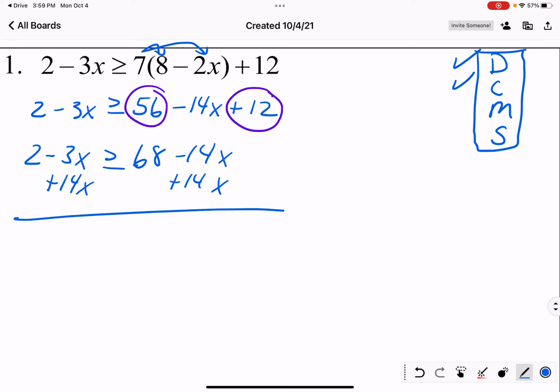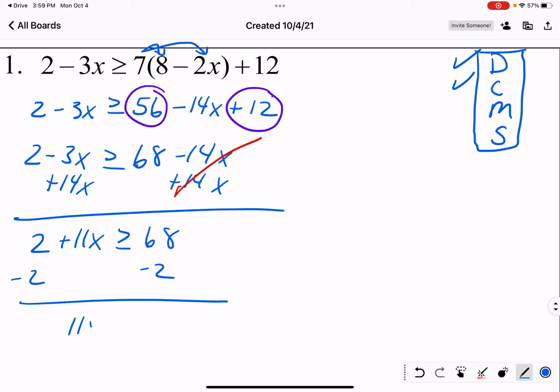So let's do that. So we'll drop down 2. Negative 3 plus 14x becomes positive 11x. Drop down the symbol. 68, and then this cancels to 0. Okay, so we're getting there. 2 more steps. Let's subtract 2 from both sides. So we get 11x is greater than or equal to 66. Divide both sides by 11. So x is greater than or equal to positive 6.